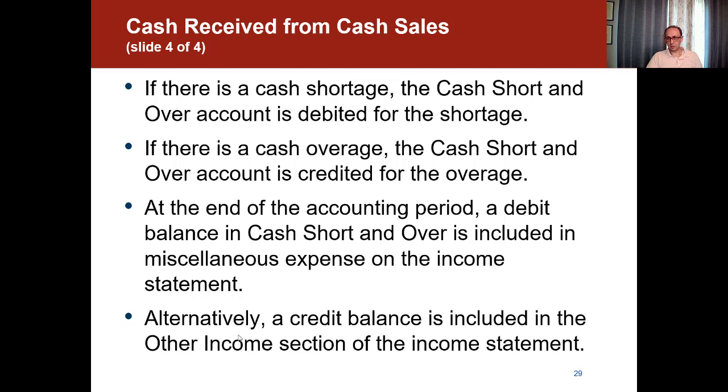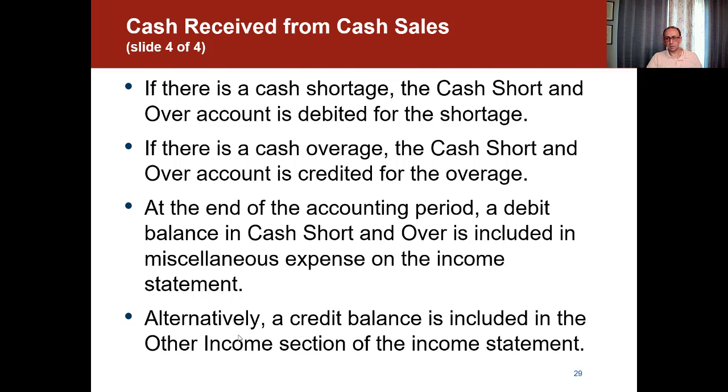So if there's a cash shortage, as I just said, the cash short and over account is debited for the shortage. If there's a cash overage, the cash short and over account is credited for the overage. So I think that's easy. You can think about it like this: if the account is recorded on the debit side, then this is like an expense. And if it's on the credit side, it's like a revenue. So if we have an overage, it's on the credit side. If we have a shortage, it's on the debit side.